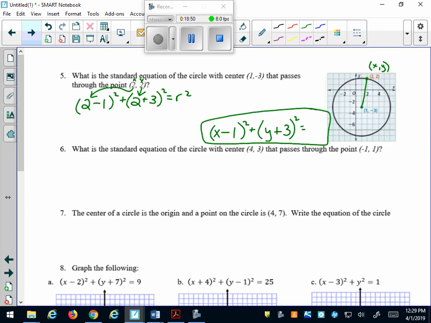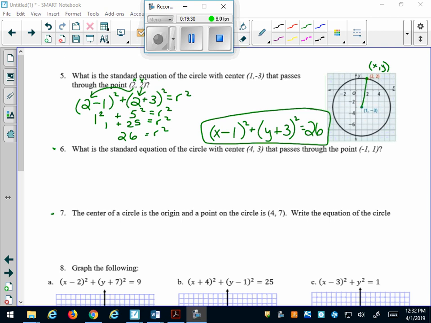Okay, but here we are. 2 minus 1 is 1 squared, plus 2 plus 3 is 5 squared equals r squared. 1 squared is 1, 5 squared is 25. What's r squared? 26. You might be tempted now to solve for r, but do we have to? No, because this is asking us to write the equation of a circle, and it's literally equal to r squared. We know what r squared equals, so we just put the 26 right there. And that's my final answer, the equation of the circle. Guys, try 5 and 6.